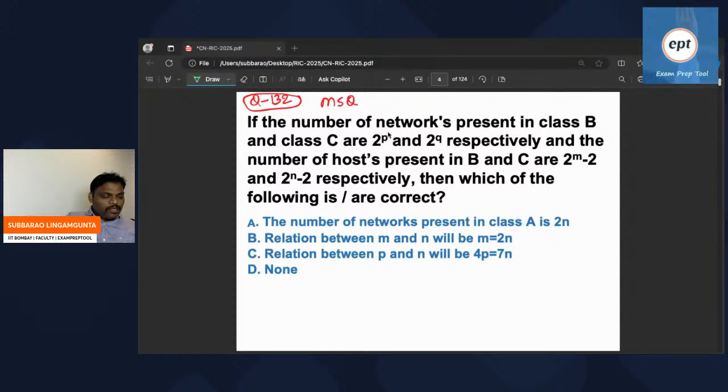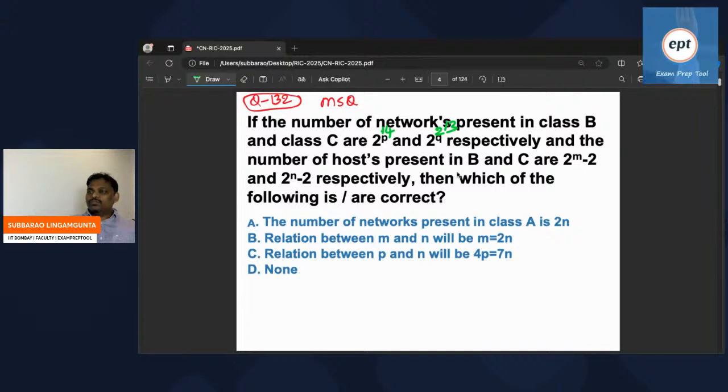Class B, how many networks? If you see class B, 16 bits for network, but 2 bits are fixed. I think 2 power 14. The 2 power 14. What about class C? Number of networks. When you say class C, I think 16 bits and 8 bits. Out of 16, 3 bits are fixed. So 2 power 13. Check one time. Class C, 3 bits are fixed. Class B, 2 bits are fixed. 14, 13. Let me know if anyone has a doubt.